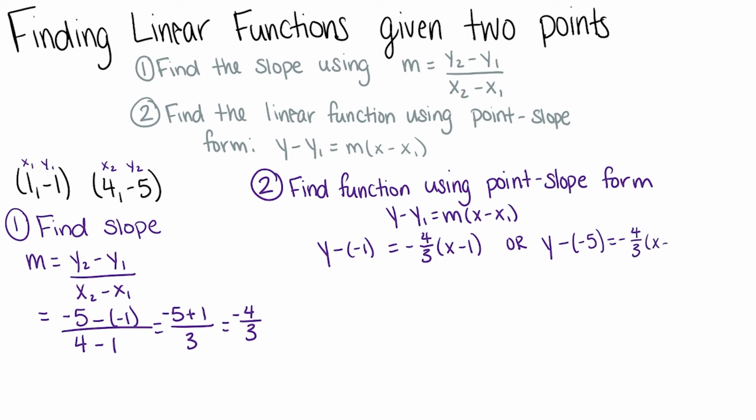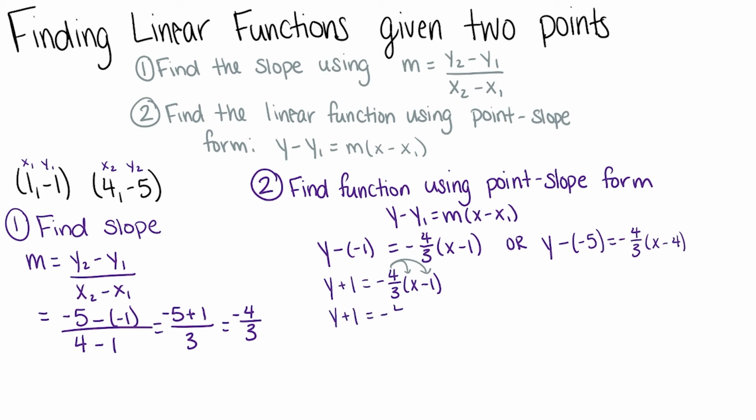Let's start with the left side here. Y minus a negative is going to turn into a plus. So we have y plus 1 equals negative 4/3 times x minus 1. Let's distribute our negative 4/3 to both our x and to our negative 1.